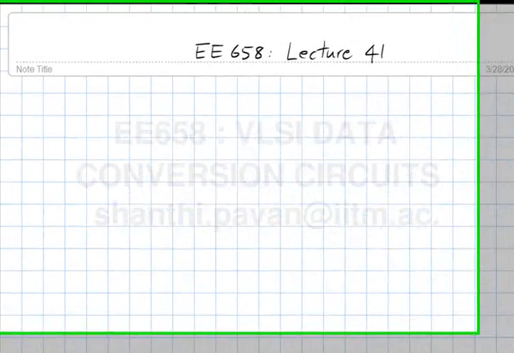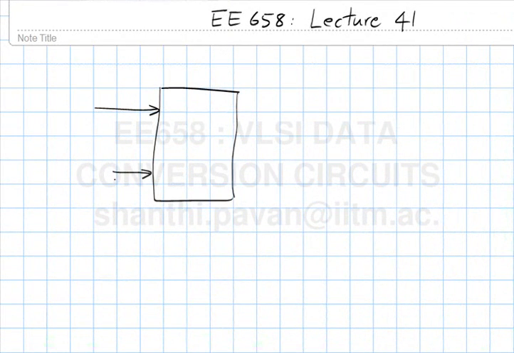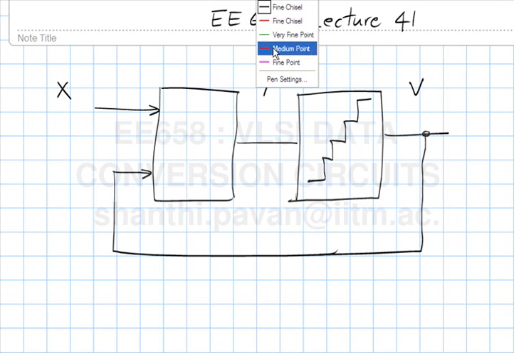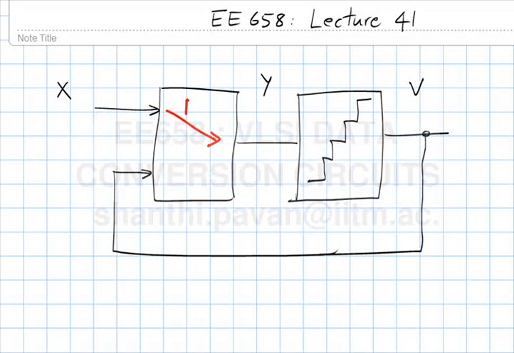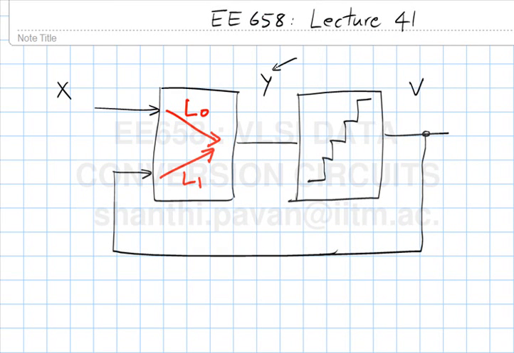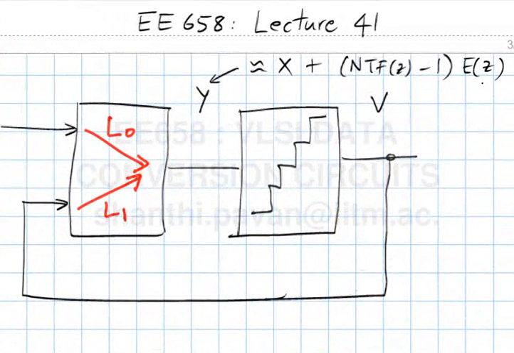Lecture 41. So yesterday we saw that you can model any modulator in this manner. This is X, this is Y, this is V, and this transfer function is L0, this transfer function is L1. What we did see was the signal here is approximately X plus NTF of Z minus 1 times E of Z.